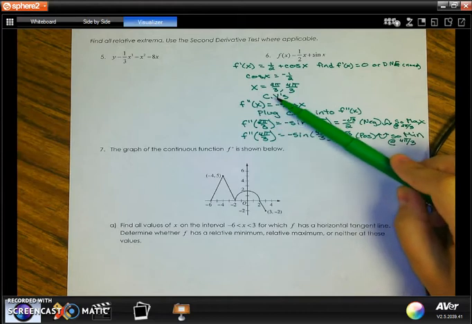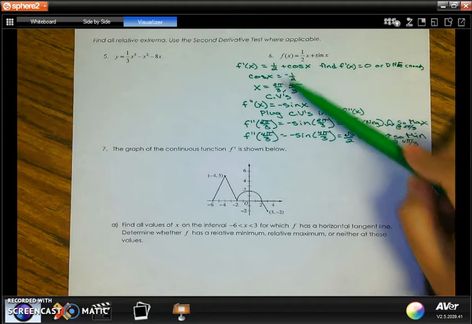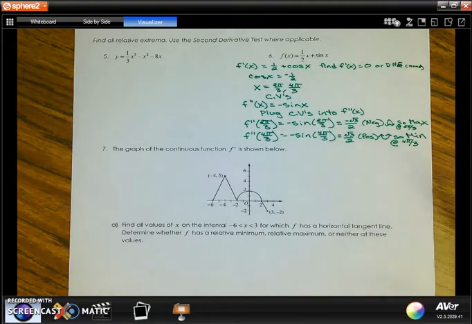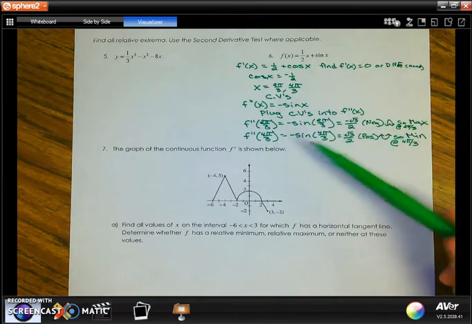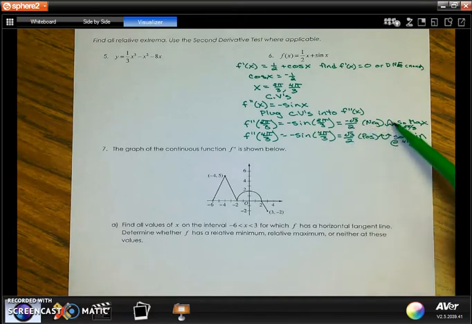You take those critical values and you plug them into the second derivative. So you kind of hold on to these, you go back and take the second derivative, and you plug those critical values back in. And when you plug those back in, you don't care so much about the actual number. You only care if the number is positive or negative. If it's negative, that means it's concave down, so you'll have a maximum. If when you plug in you get a positive, that means you're concave up, so you're also going to have a minimum there.